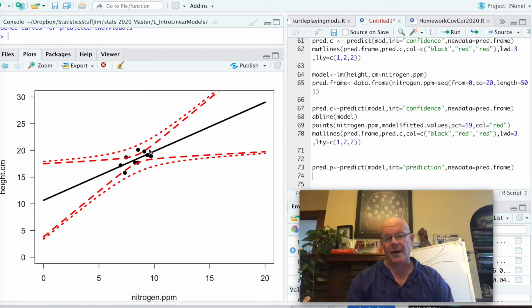But don't expect your model to do something that it wasn't built to do. And this model was not built to extrapolate beyond the range of our actual data. So be very cautious with that whenever you're playing with anything with models.